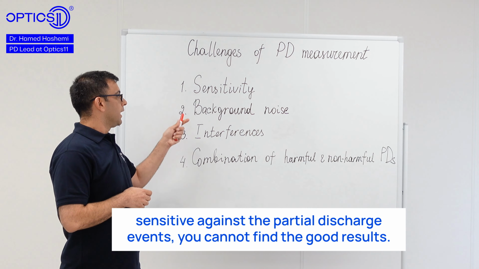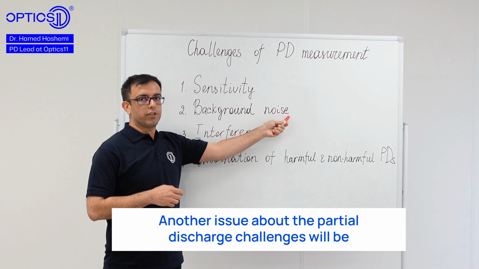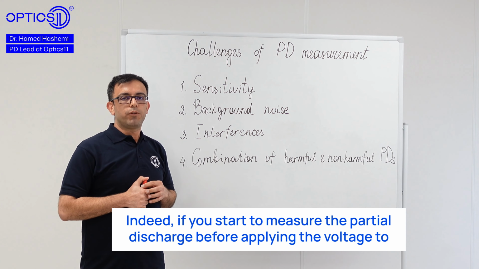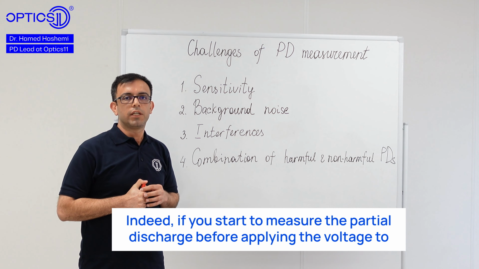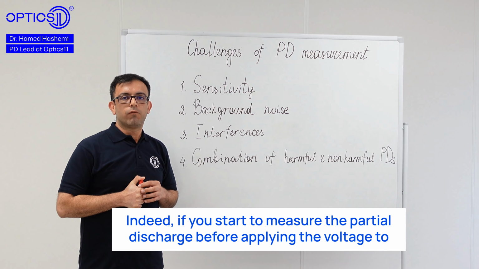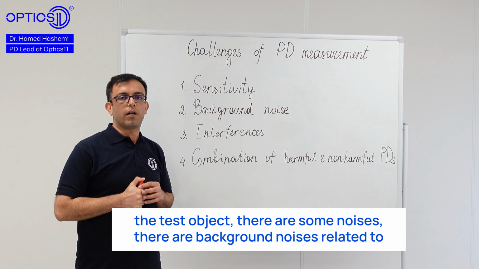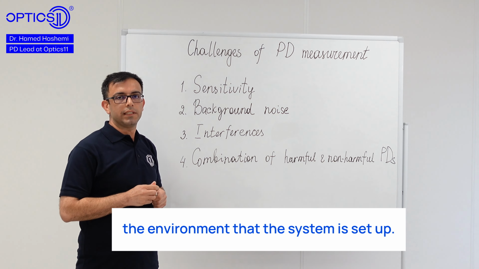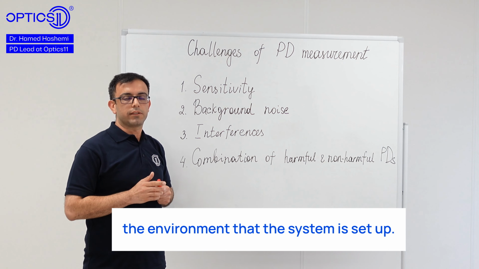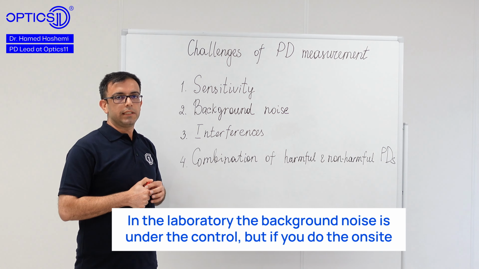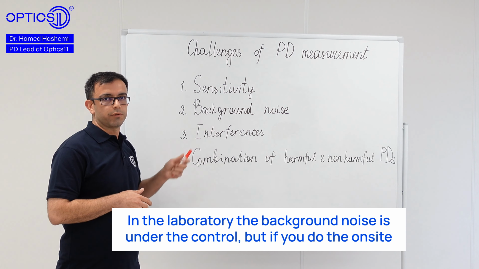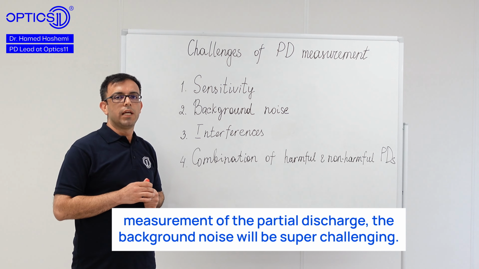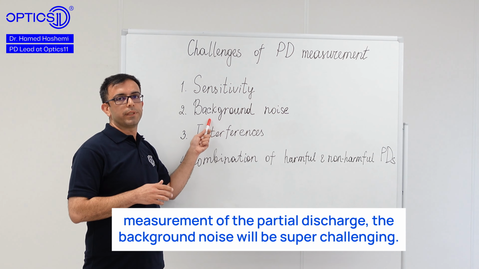Another issue about the partial discharge challenges will be related to the background noise. Indeed, if you start to measure the partial discharge, before applying the voltage to the test object, there are some noises. There are background noise related to the environment that the system is set up. In the laboratory, the background noise is under the control. But if you do the on-site measurement of the partial discharge, the background noise will be super challenging.